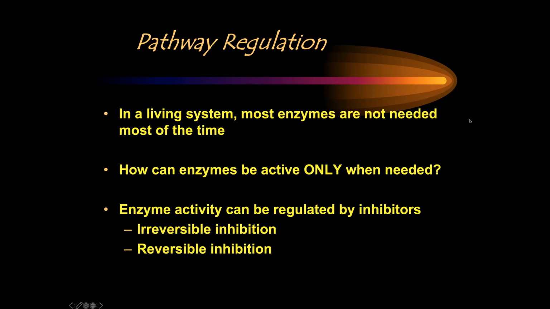All right, pathway regulation. This is essential for a living system to stay in a homeostatic state. In living systems, most enzymes are not needed most of the time. So either they're not there most of the time, or they're inactive most of the time. And they only go into an active state when they're called upon. So how can enzymes be active only when they're needed? There are various ways to regulate them, usually by inhibitors. And inhibition can be either irreversible, that is, you can't change it back, or reversible, which means you can.